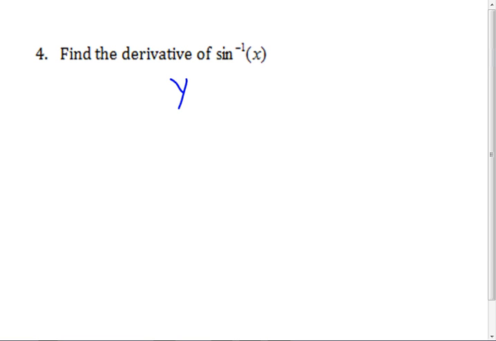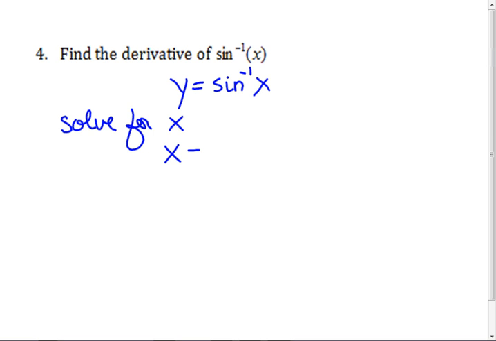Okay, so y equals inverse sine of x. Why did we do the implicit differentiation yesterday? Because I don't know what this is. If I don't know what it is, I can solve for x. And so x equals what? Sine of y. I will take the derivative implicitly because I know what the derivative of x is, and I know what the derivative of the sine of y is.